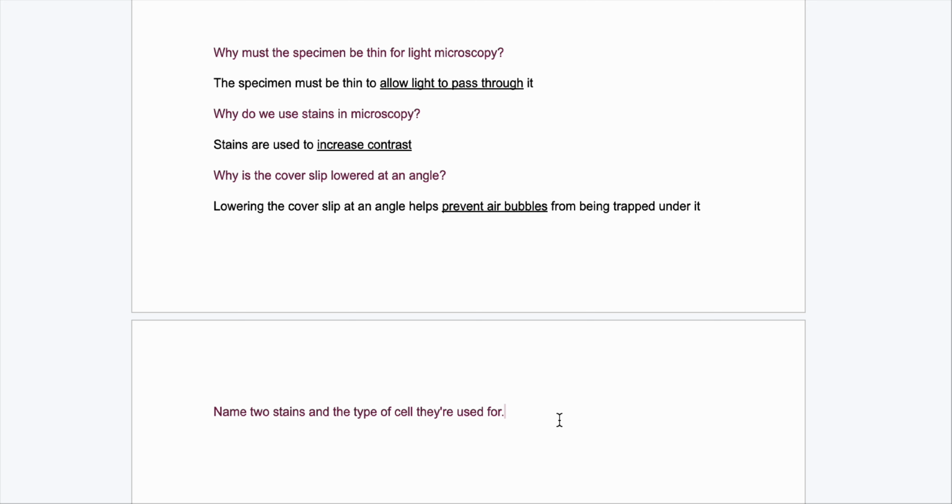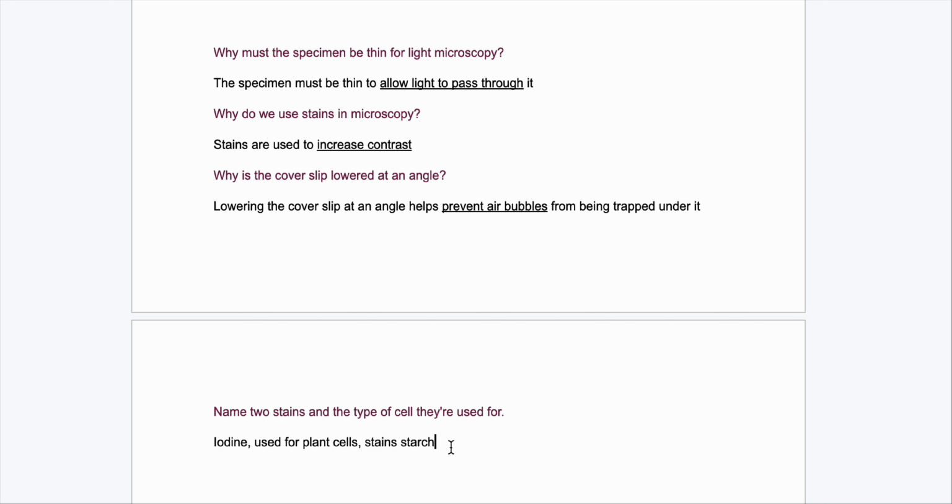And we have 2 that you need to know that I mentioned earlier, and we need to name them, and we need to name the type of cell they're used for. I did mention earlier, it's quite easy. So we have number 1, which is iodine, and that is used for plant cells because it stains starch. And then we have methylene blue, which is used for animal cells. So what you want to write here is, iodine, and it's used for plant cells, and it stains starch.